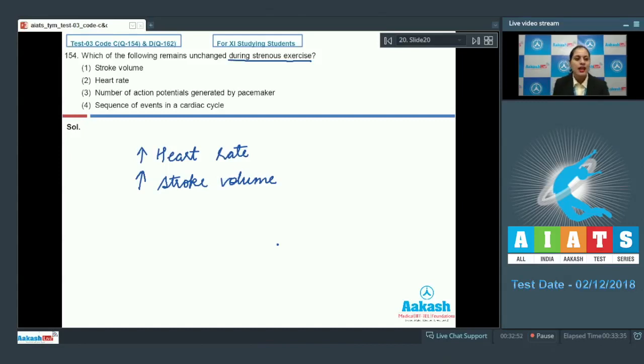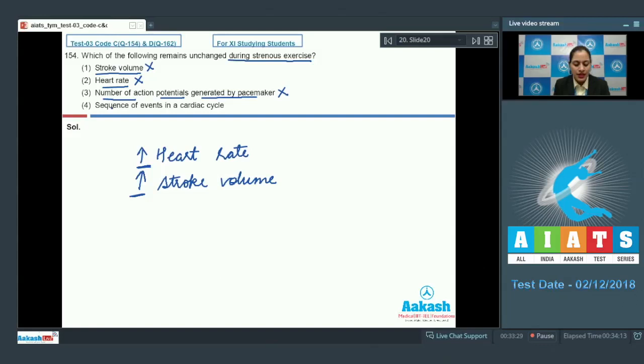Now let's discuss our options, and the very first option given is stroke volume. As we know that during strenuous exercise, there is increase in stroke volume, so this cannot be a correct answer. Second option is heart rate. As we have already discussed, there is increase in heart rate also, so this cannot be a correct answer. Our third option given is number of action potentials generated by pacemaker. This is also an incorrect option, because during strenuous exercise, there will be increase in the number of action potentials which are generated by pacemaker, and this will lead to the increase in heart rate. So this cannot be a correct answer.